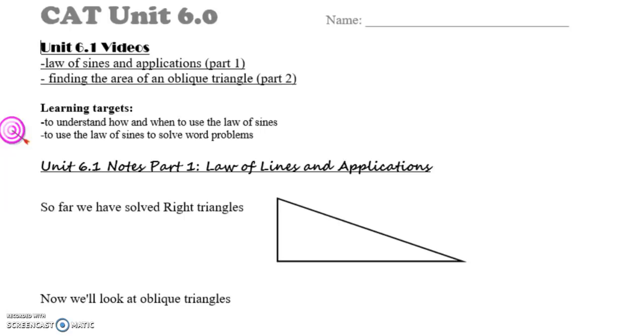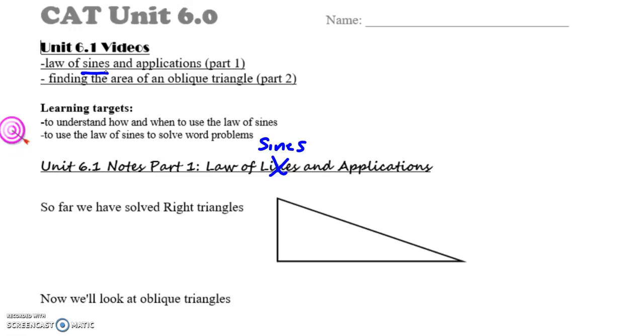So first, a little mistake that I made when I made this packet: I have Unit 6.1 law of lines. That is just blatantly wrong. It should be law of sines and applications. So please, just like it says up here, change that on your notes. Accidental typo.